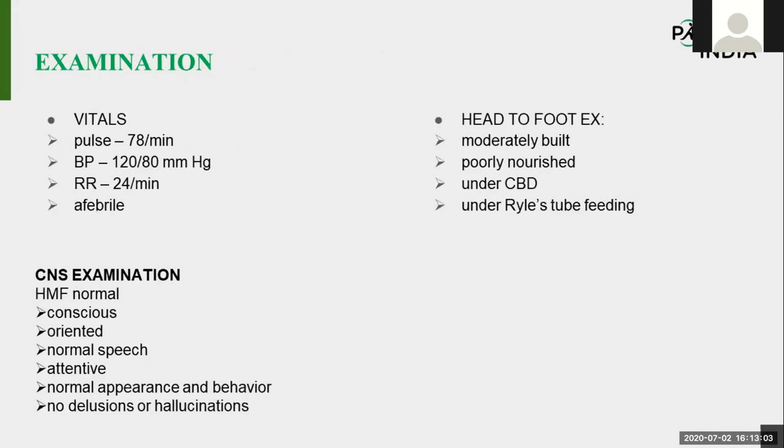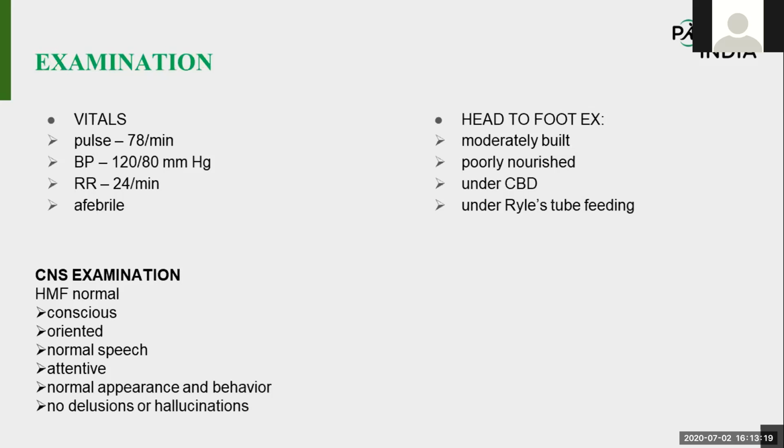Examination, vitals, pulse was 76 per minute, BP was 120 on 80, respiratory rate is 24 per minute, and she was afebrile. Head to toe examination, she is moderately built, poorly nourished. She was under CBD and Ryle's tube feeding was being given.